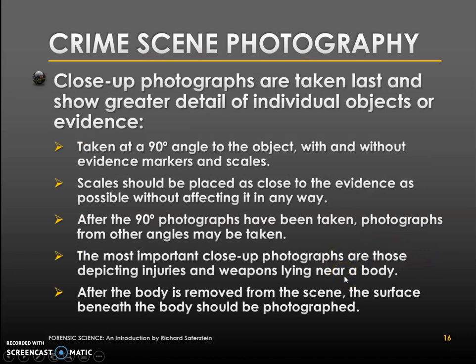Close-up photographs are taken last and show greater detail of individual objects or evidence. They're taken at 90-degree angles to the object, with and without evidence markers and scales. Scales should be placed as close to the evidence as possible without affecting it in any way. After the 90-degree photographs have been taken, photographs from other angles may be taken.